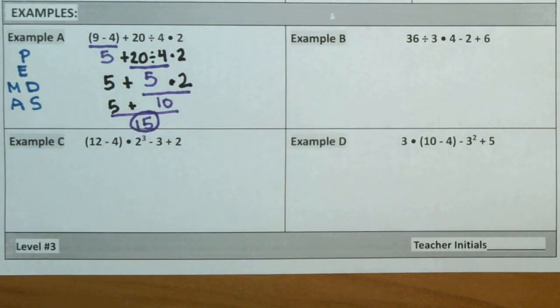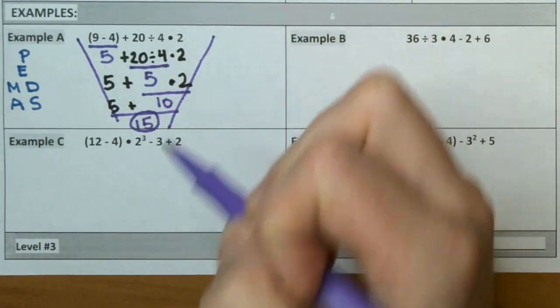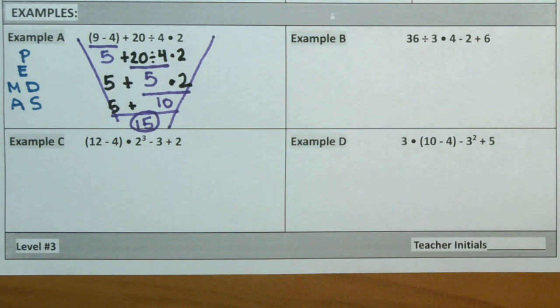Circle our answer. So you'll notice if you keep everything super lined up, write your answer beneath, bring everything else down, your work will sort of look like a pizza slice because you're doing one step at a time. I want you to pause the video and try B on your own. Come back to the video once you're done.